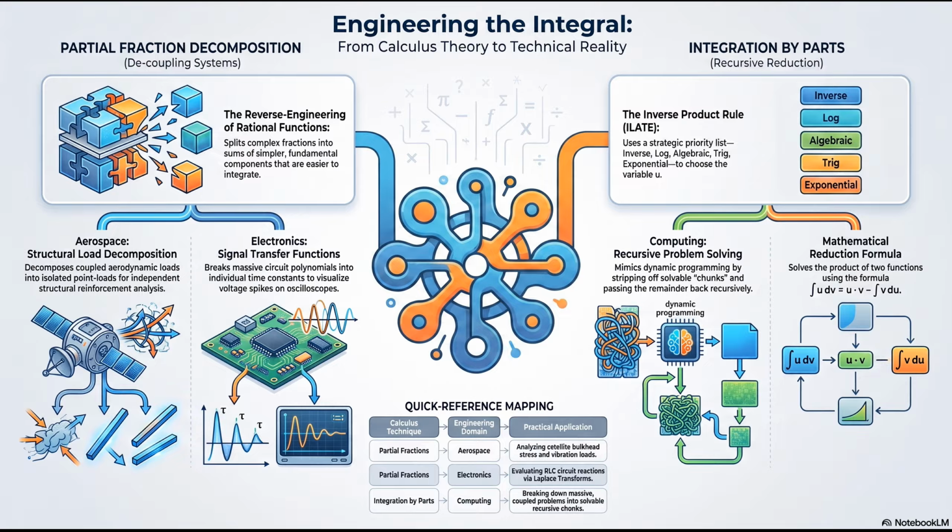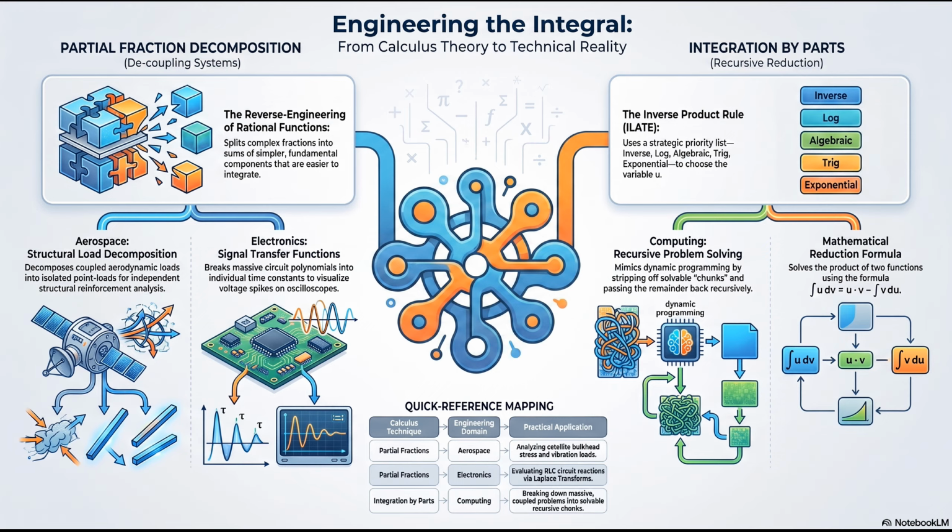To prevent that, engineers use a strict heuristic for choosing u. The ILATE rule. ILATE? Yes, ILATE. Inverse trigonometric, logarithmic, algebraic, trigonometric, exponential. You scan your equation, and whichever function type appears highest on that list, you designate it as u.